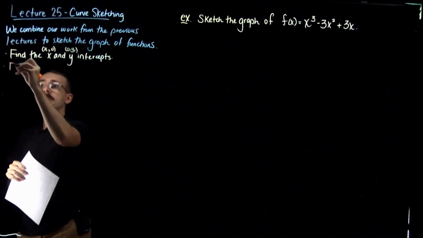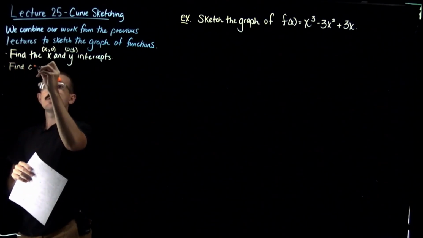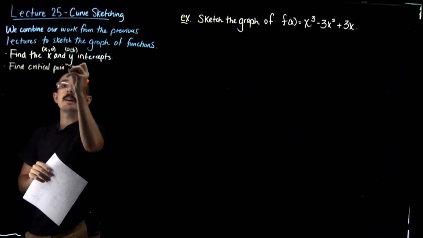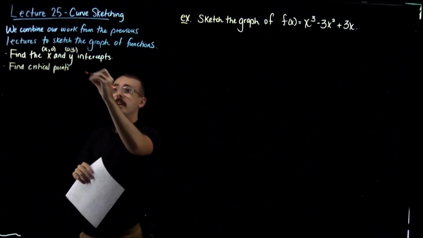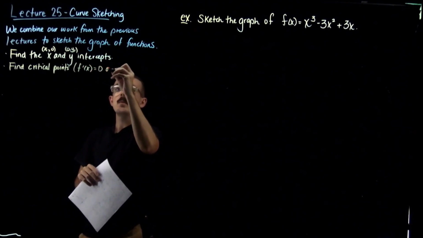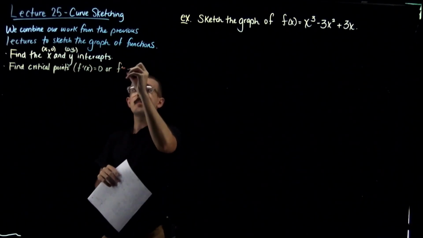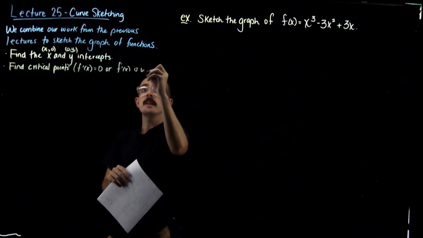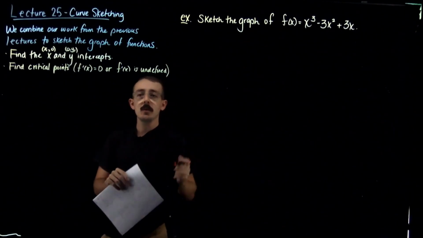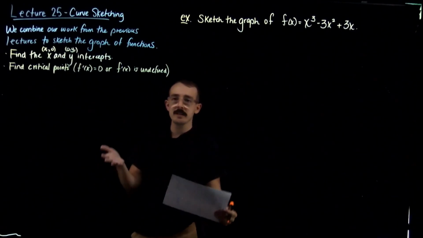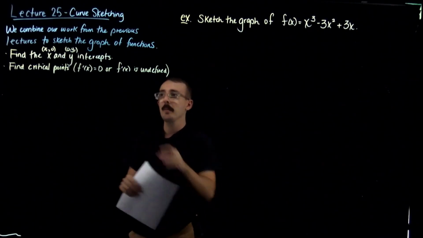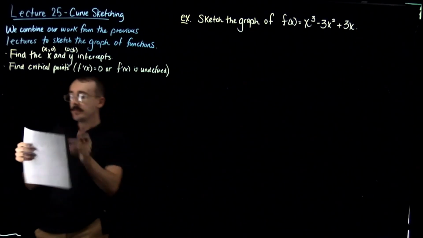Another thing is to find critical points. So we've done that in some of the previous lectures now. And remember, this is where you have f prime of x equals 0, or f prime of x is undefined. And we search for these critical points because around these critical points, the graph might behave differently. It just depends on what we're talking about. These critical points are important.